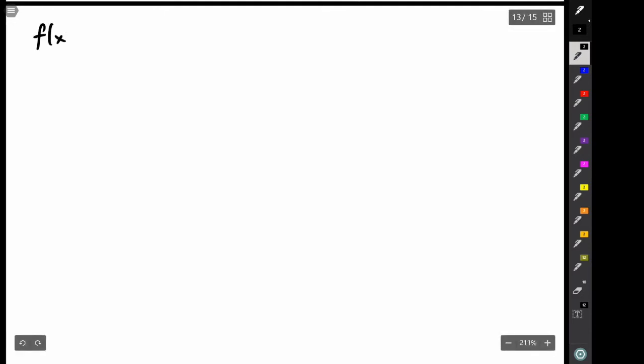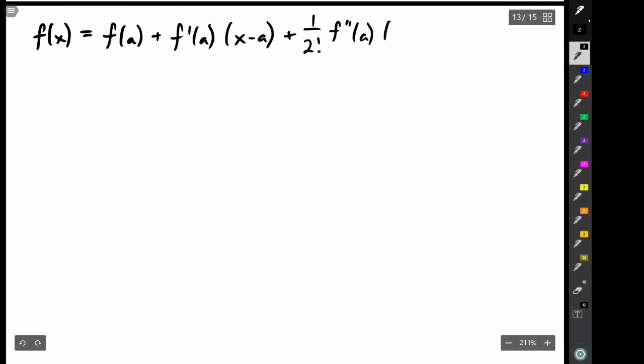So, f of x as a Taylor series is f of a plus f prime of a times x minus a plus 1 over 2 factorial f double prime of a times x minus a squared, and so on, right? Well, if we cut off this Taylor series at various points, we get different types of approximations of the function near x equals a, right?